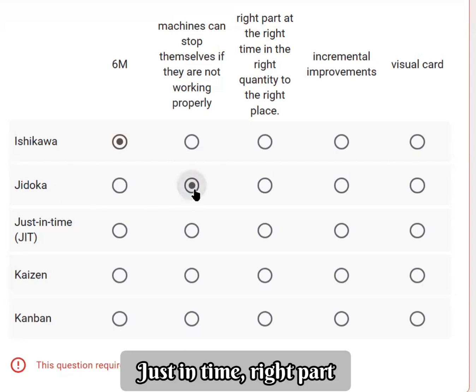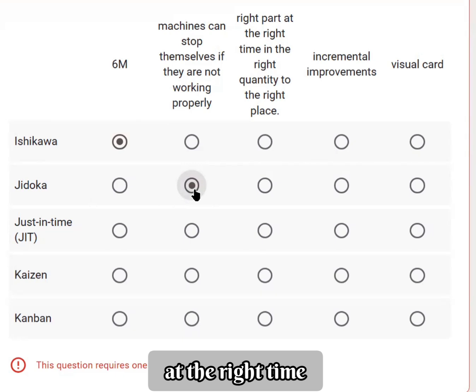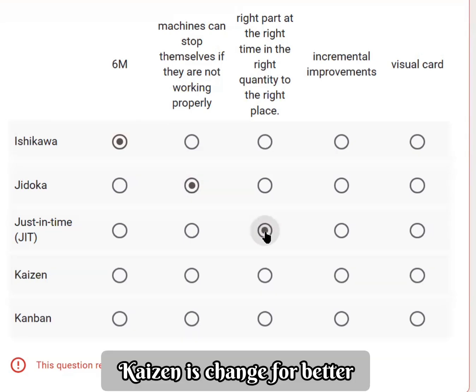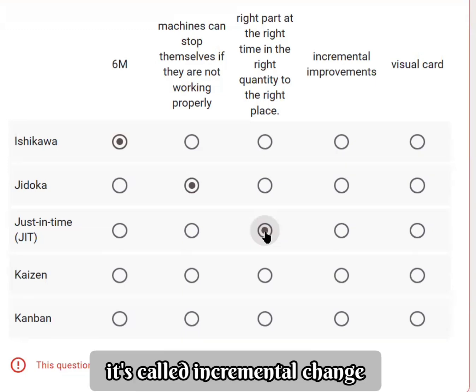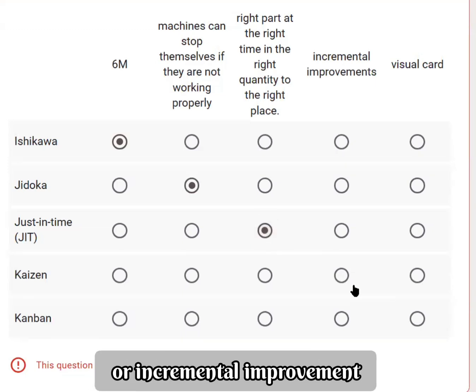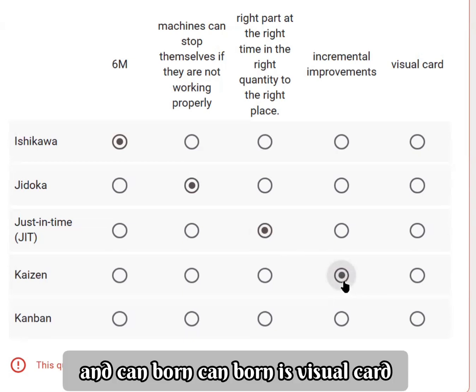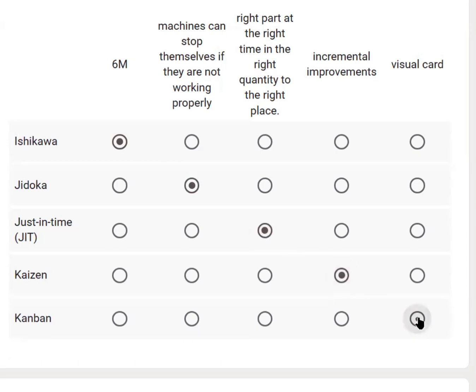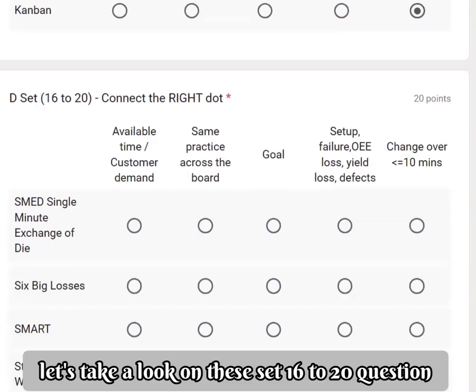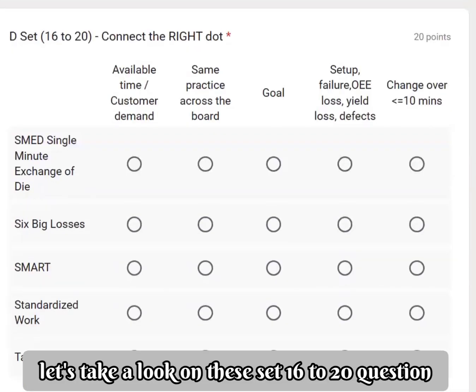Just in time: the right part at the right time, in the right quantity, to the right place. Kaizen is change for better, in other words called incremental change or incremental improvement. And Kanban is a visual card. Let's take a look at the next set.